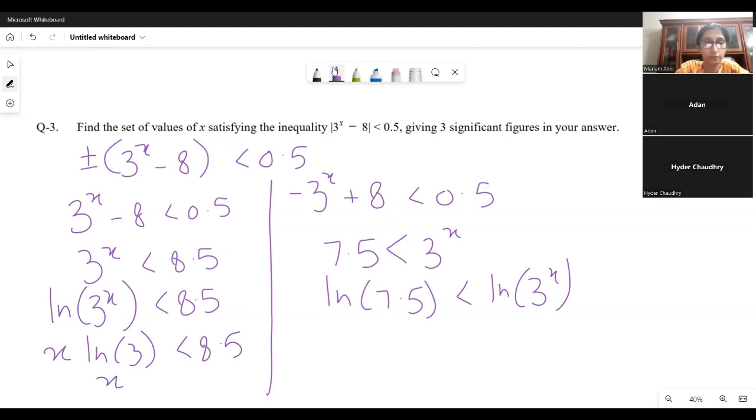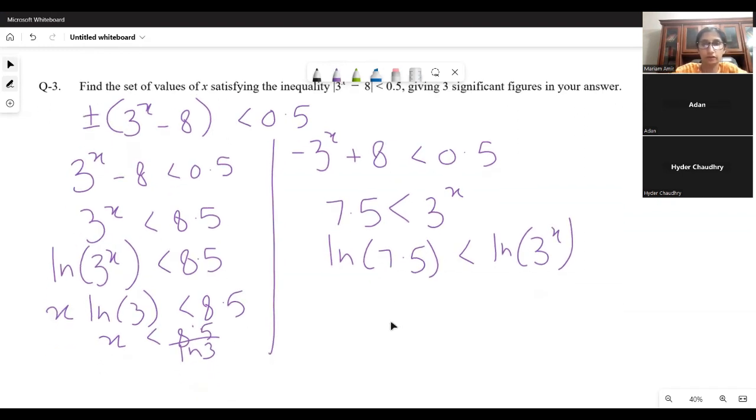Now I'm going to divide both sides with 8.5. I'm sorry, divide both sides with ln 3. So 8.5 divided by ln 3 is 7.73. So one of the answers is x is less than 7.7374, in fact, 7.7370. First you should write the longer version, and then x is less than 7.73.